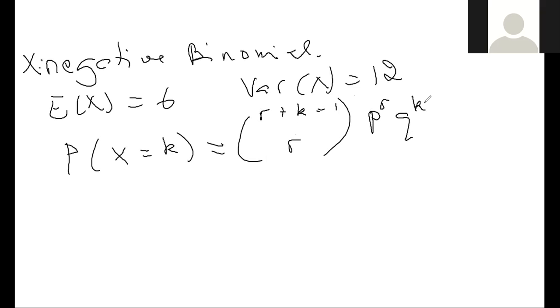So if k is the number of failures before the r-th success, is this the probability distribution? You can check it and confirm. K is the number of failures before the r-th success. So there are r successes and k failures. Or we could write here r minus 1. You can write here k or r minus 1.